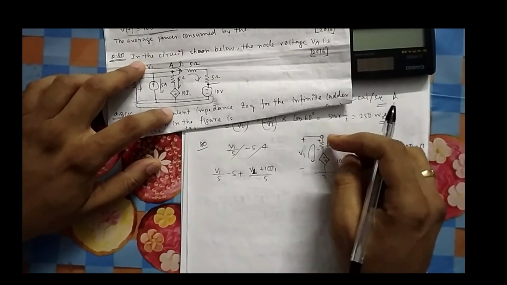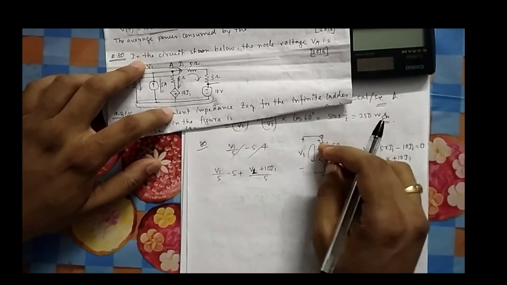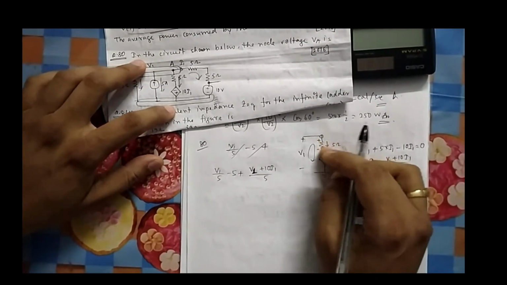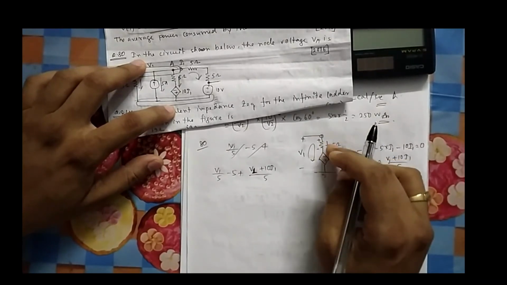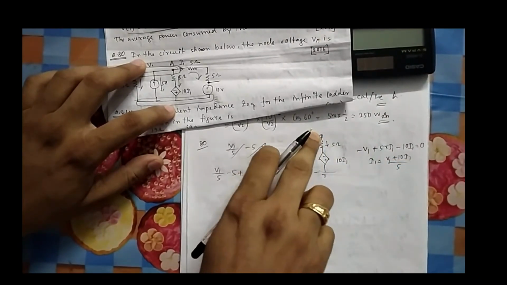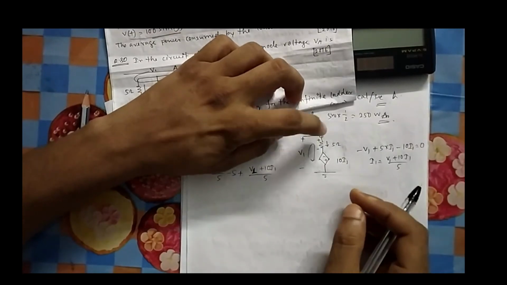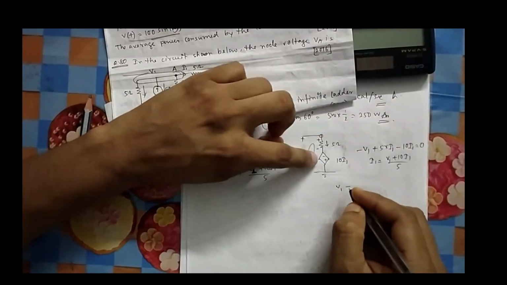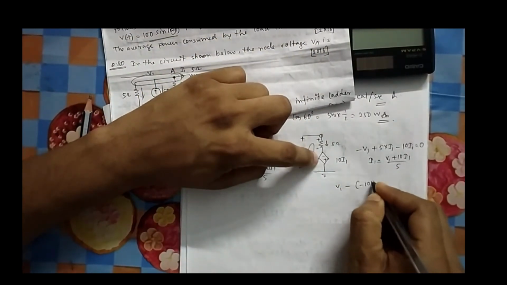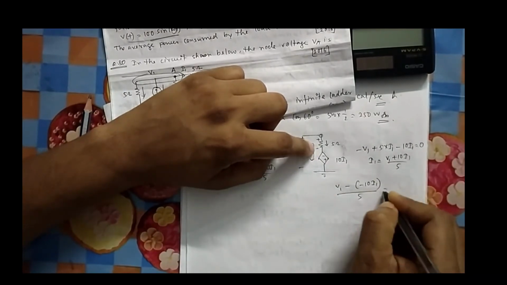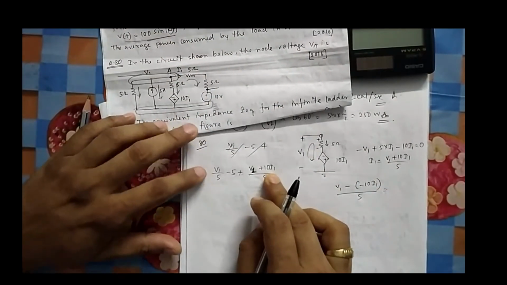Or you can remember also, if I move in this direction, what is the voltage across this? For current, what we calculate is the voltage across divided by resistance. Because this side plus terminal is connected, this side voltage is V1, minus the other side voltage which is minus 10 I1, and then divided by resistance. So you can think of it this way also, that will give you the same answer.